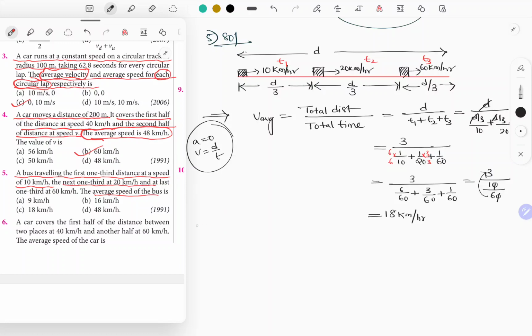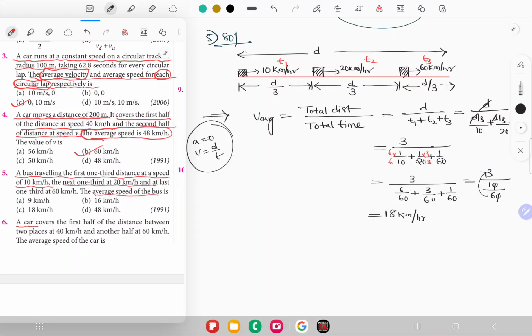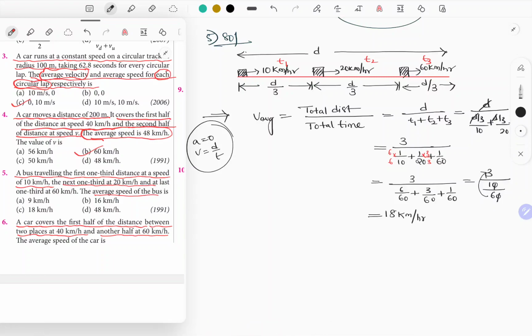Okay, now the sixth question. A car covers the first half of the distance between two places at 40 km per hour, another half at 60 km per hour. Now, it is of the same model. Already we have solved this. I think question number 4 and question number 6 are of the same model. That means the object is traveling equal distances or different distances? It is traveling equal distances.